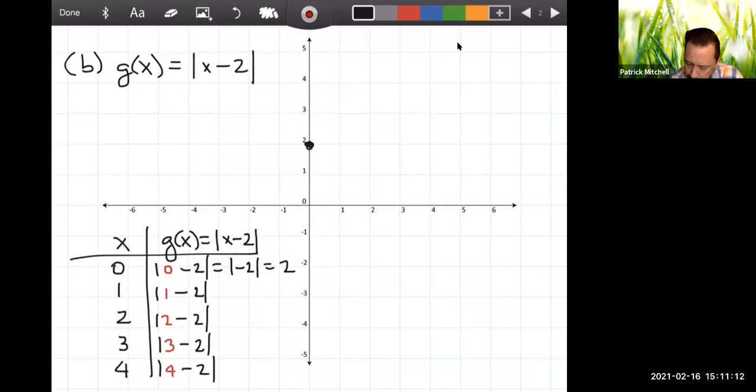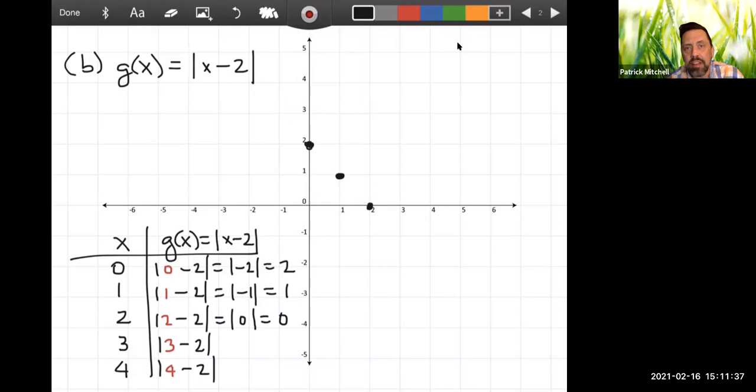Next, we have 1 minus 2 is -1. The absolute value of -1 is 1. So we're also going to pass through (1, 1). 2 minus 2 is 0. The absolute value of 0 is 0, right? So we're passing through (2, 0).